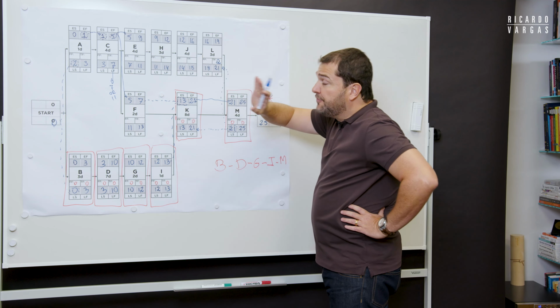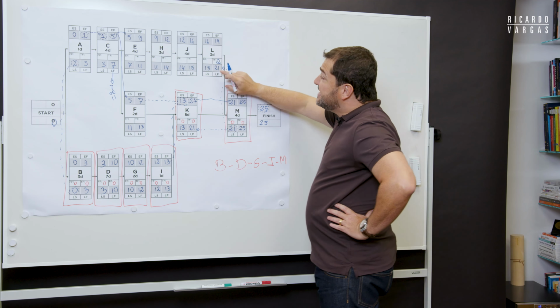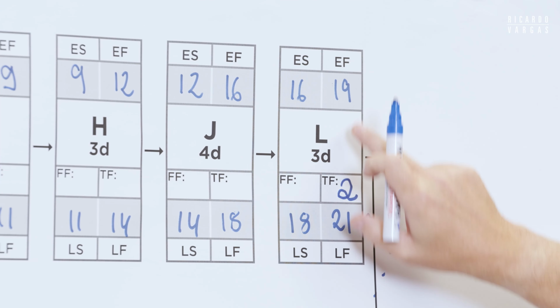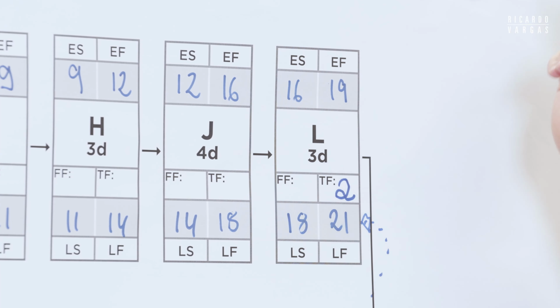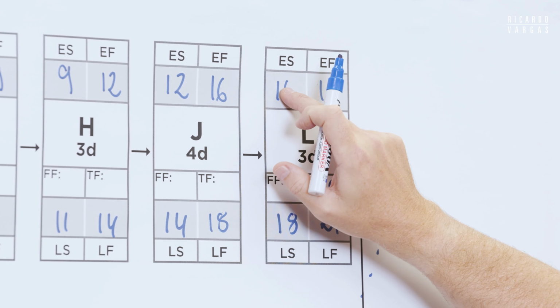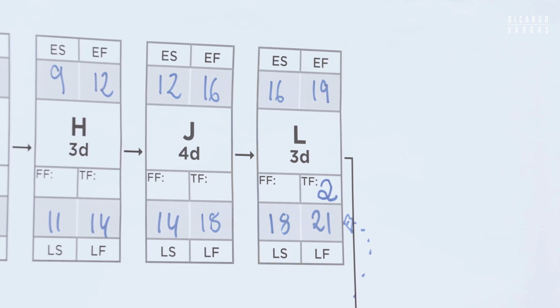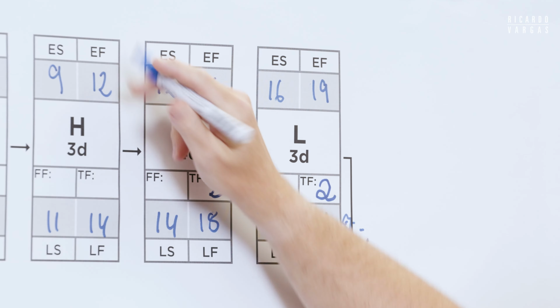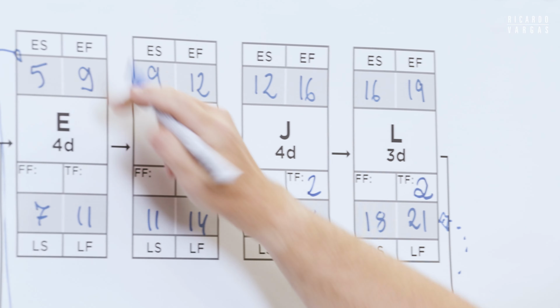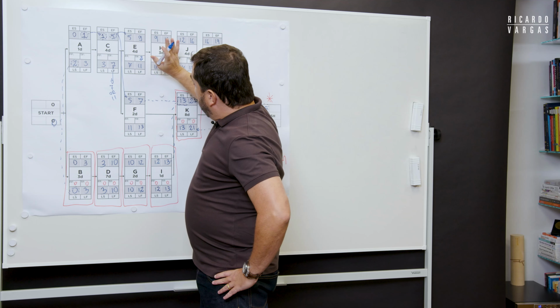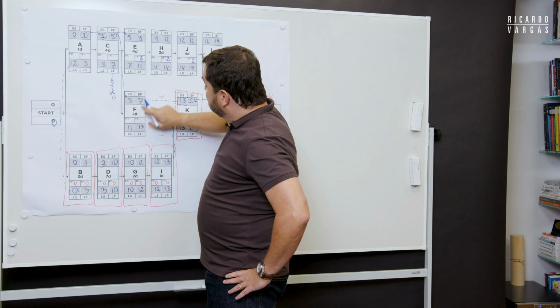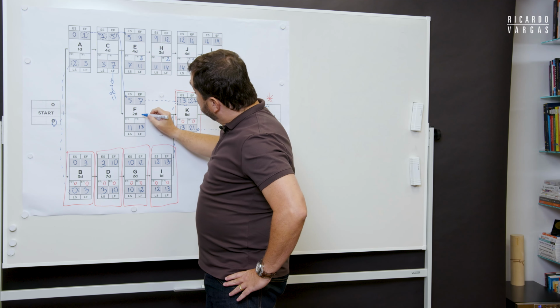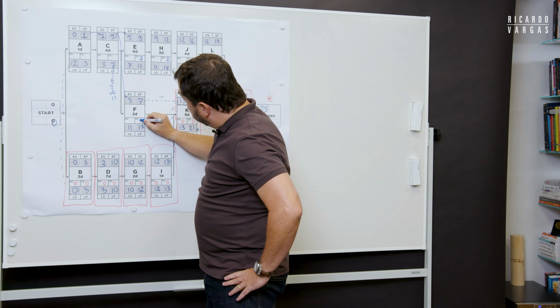Let's not calculate the free float yet. It's basically the late finish minus the early finish, or the late start minus the early start, because the duration is the same. So 18, 16, 2; 14, 12, 2; 11, 9, 2. Okay, let's go here. 13, 7, it's 6, right?